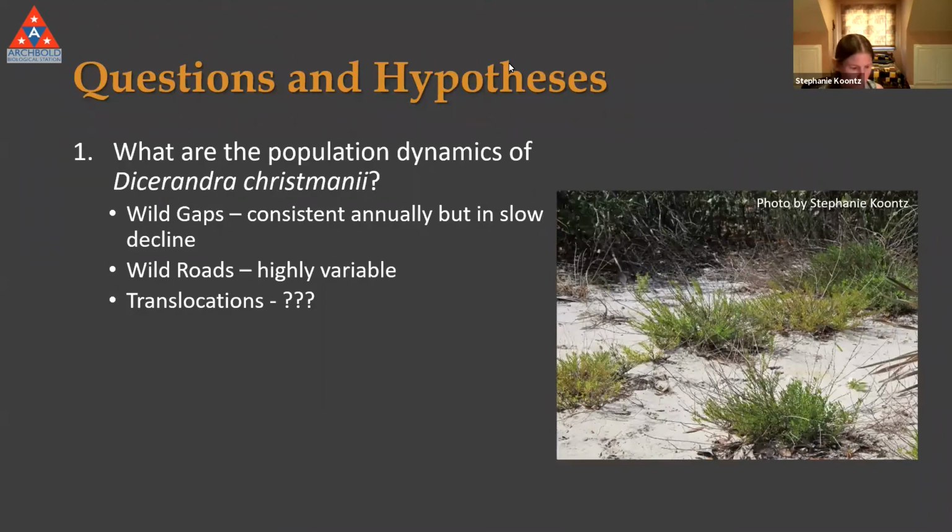So this led us to a couple different questions and hypotheses. First, we wanted to know what the dynamics of Dicerandra christmanii are. We have not done any modeling of this species to understand how even wild populations respond to environmental conditions. So our hypotheses: we assumed that wild gaps would be consistent annually, a little more stable year to year, but overall have a general decline, most likely due to fire suppression in the Flamingo Village habitat. We also expected that roads would be highly variable, acting as more of a sink population. So you might have really good boom years and really bad bust years.